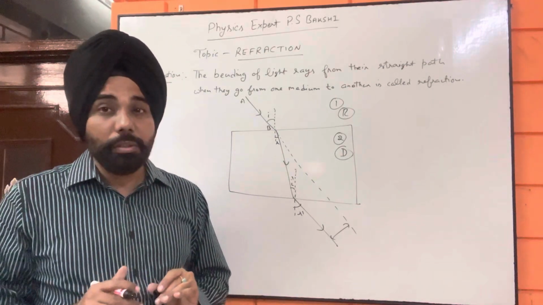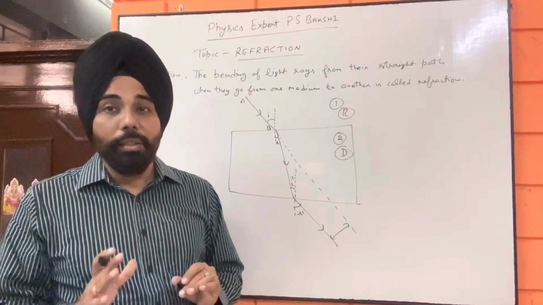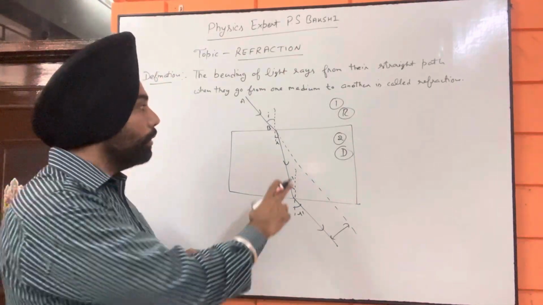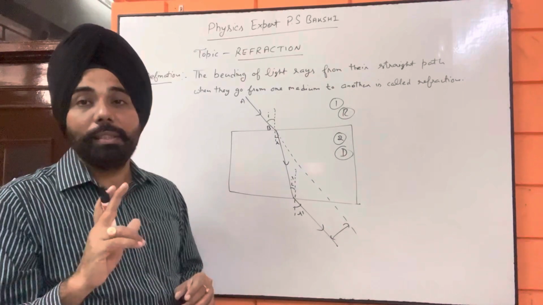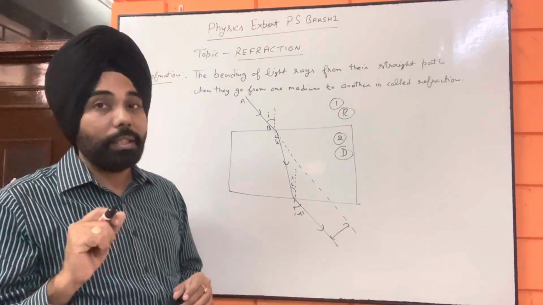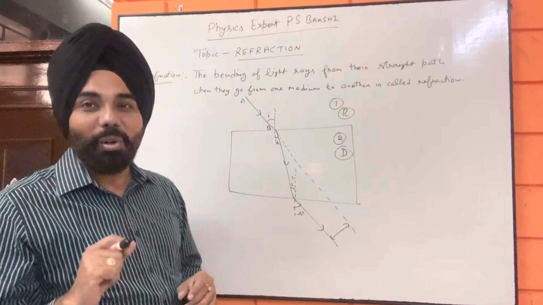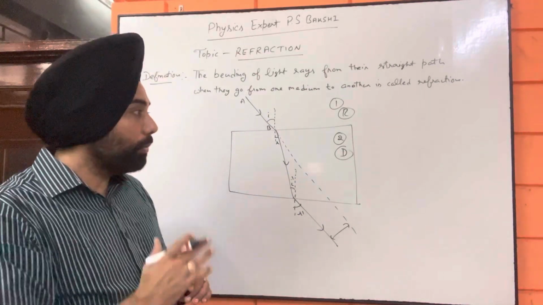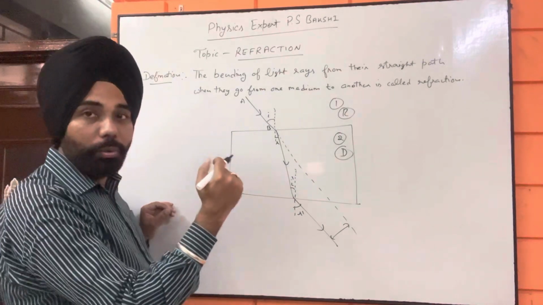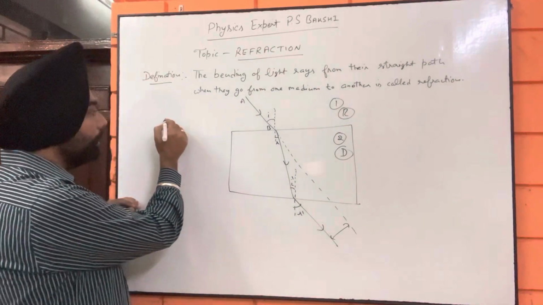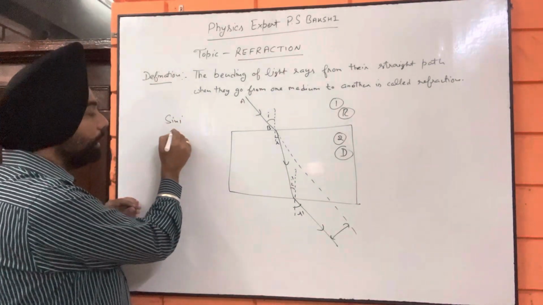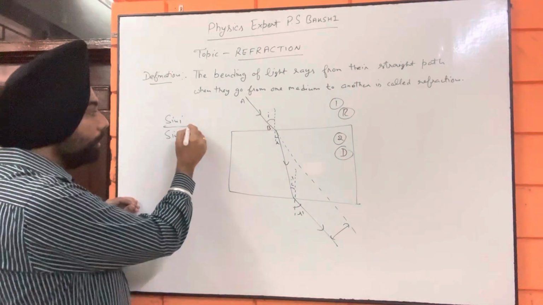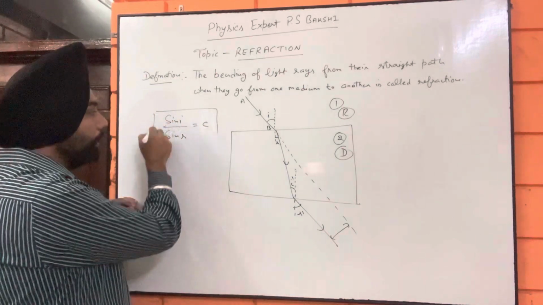How are those things proven in physics? That is by the laws of refraction. Now, the first law of refraction: all the rays should lie in the same plane. The second law is very important, and it will also help you understand how light bends toward the normal and away from the normal. You can see here that the sine of the angle of incidence and the sine of the angle of refraction is always going to be constant.